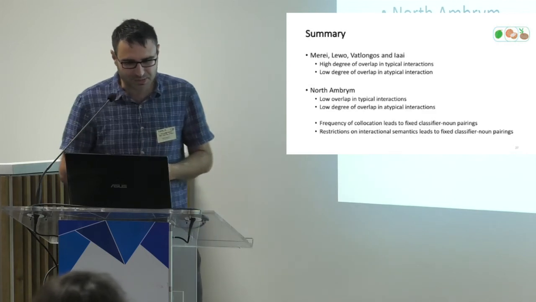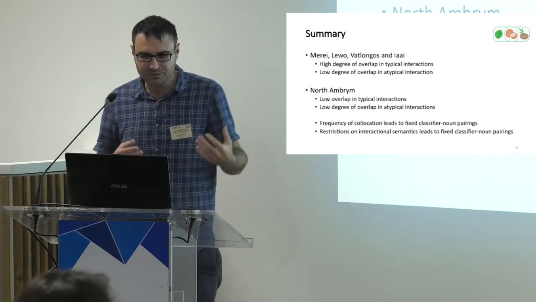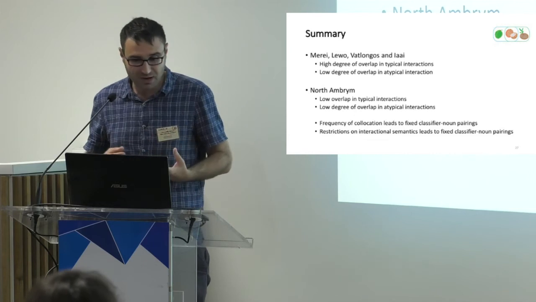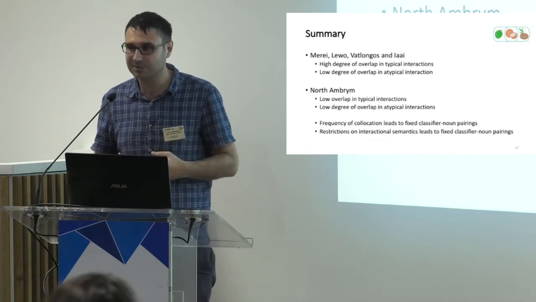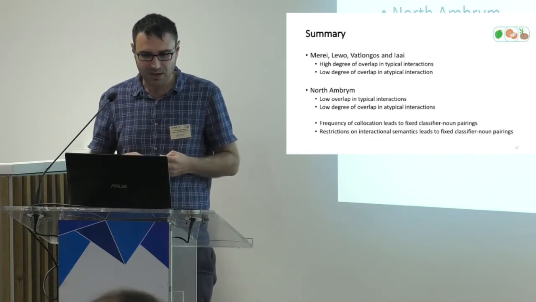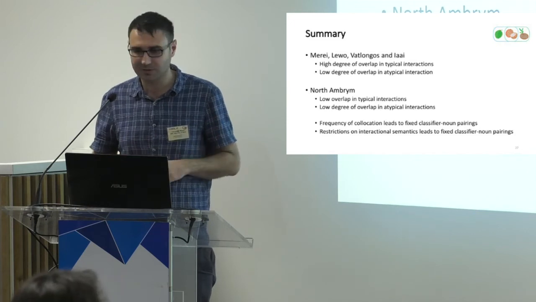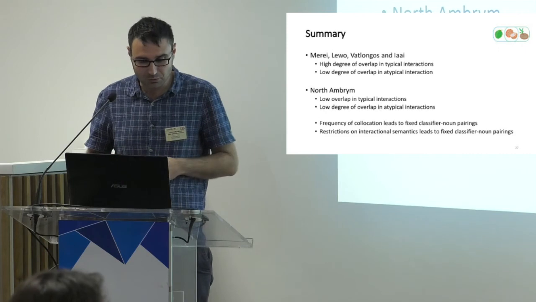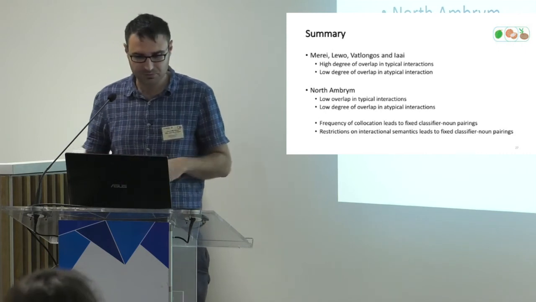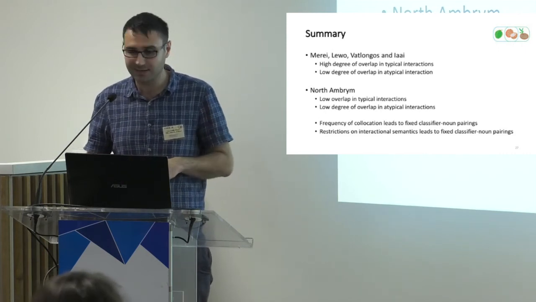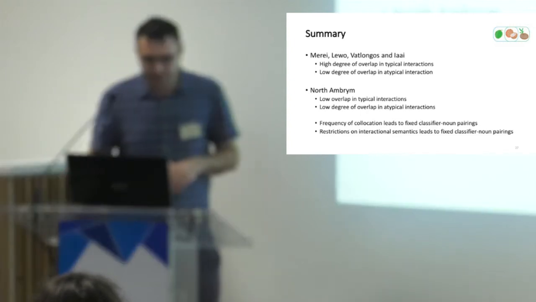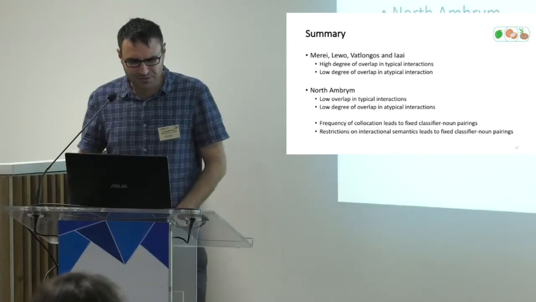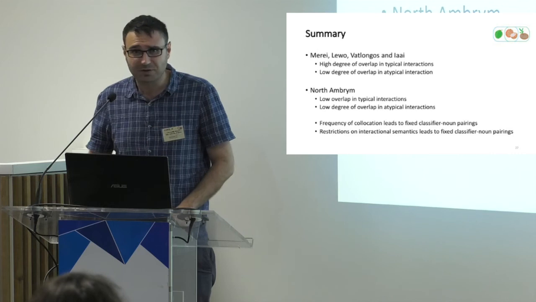Okay, so just a brief summary now. Murray, Lewo, Vatlongos, and Yai have a high degree of overlap in very typical interactions, and much less so in atypical interactions. Whereas Northumbrian has low or no overlap in typical interactions, and also some low degree of overlap in atypical interactions. So why is Northumbrian different? Well, that's one thing we want to try and find out.